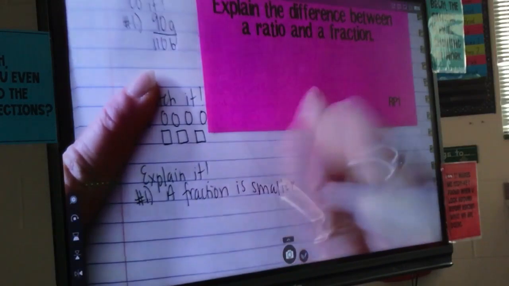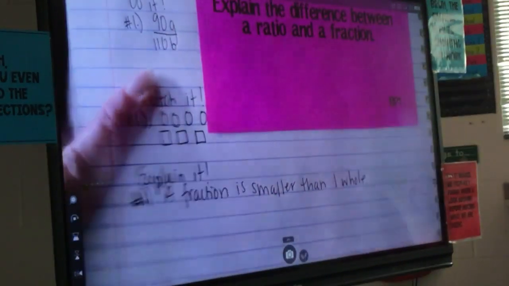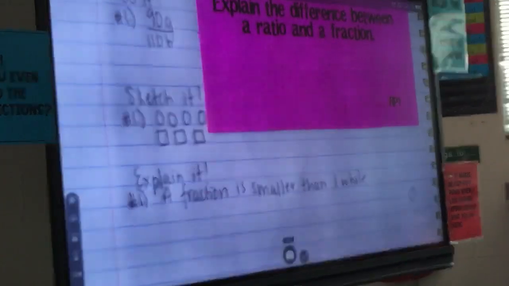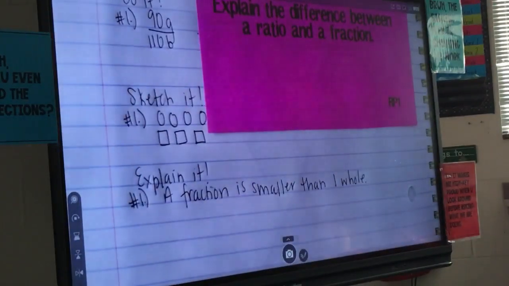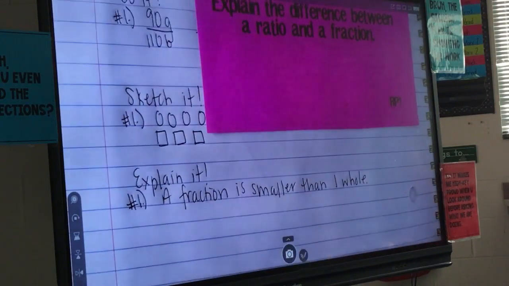smaller than one whole. And remember, a ratio is a comparison of what? Not always whole numbers, because we can compare fractions and we can compare decimals, but it's a comparison of what? Samantha?